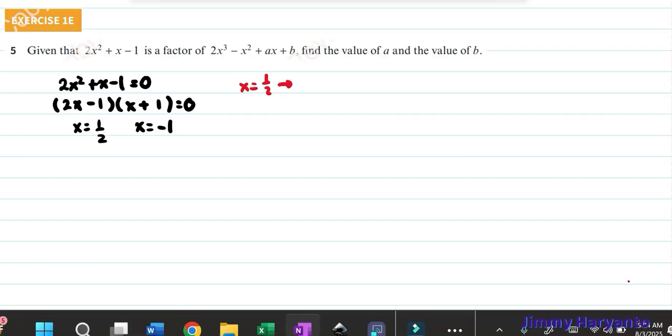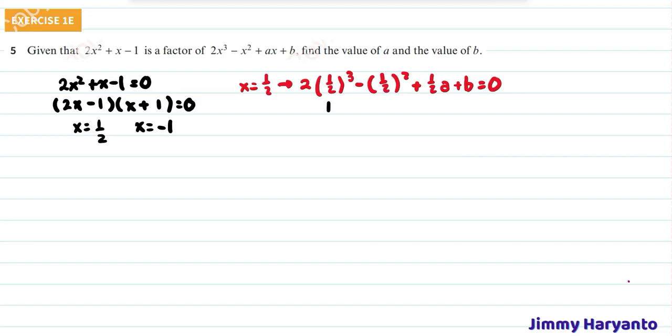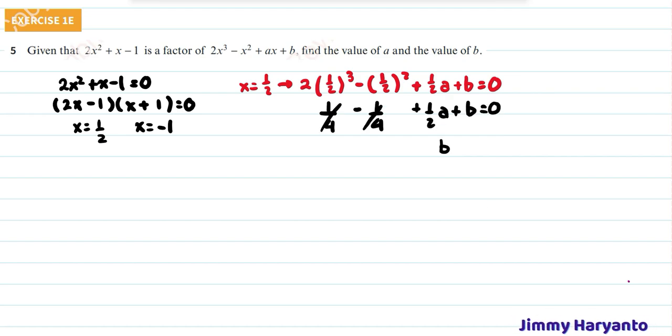First, x equals half. 2 times half to the power of 3 minus half to the power of 2 plus half times a plus b has to be equal to 0 because the question says it's a factor. That means this one will be 1 over 8 times 2, 1 over 4. This one is 1 over 4. And then this one is half a, and then plus b equals 0. This one is cancelled out. That means, my bad, half a equals b.